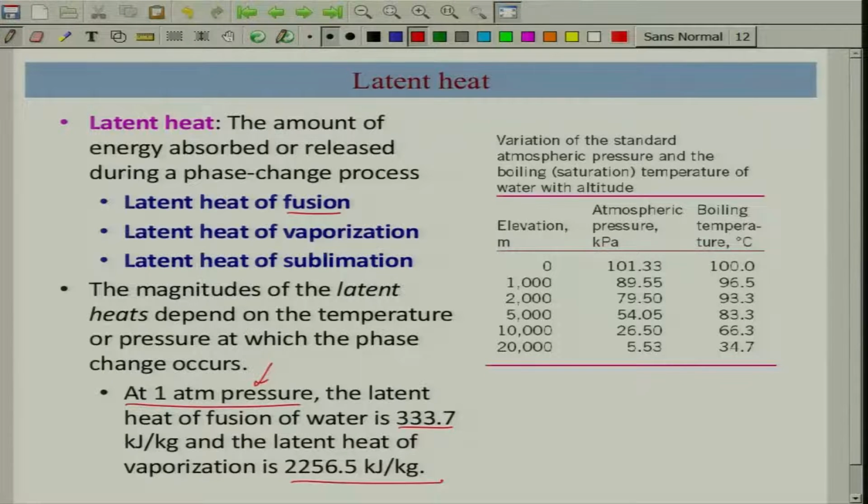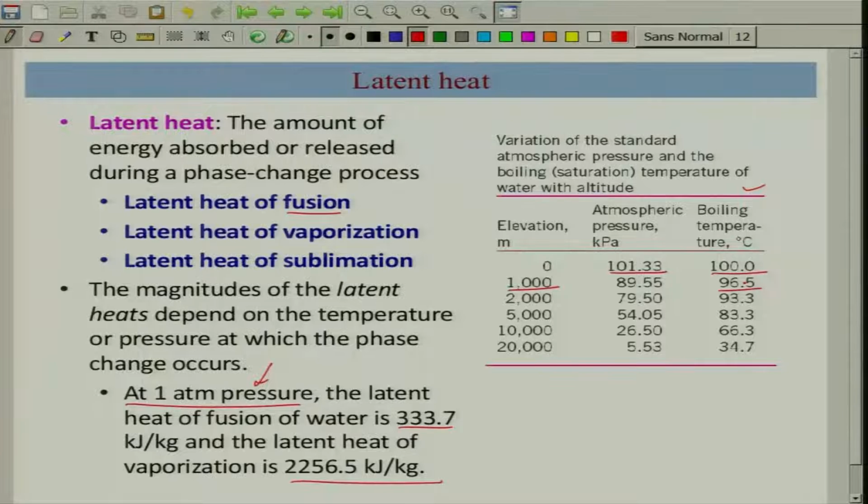So if you look at the example here, the variation of the standard atmospheric pressure and the boiling temperature of water. This would also give an example of why it takes longer to cook at a higher altitude. Take an example at zero elevation, with respect to sea level. At normal pressure, the boiling temperature, we know, is 100 degrees Celsius. But as you go higher, let us say 1000 meters, the boiling temperature is much lower.